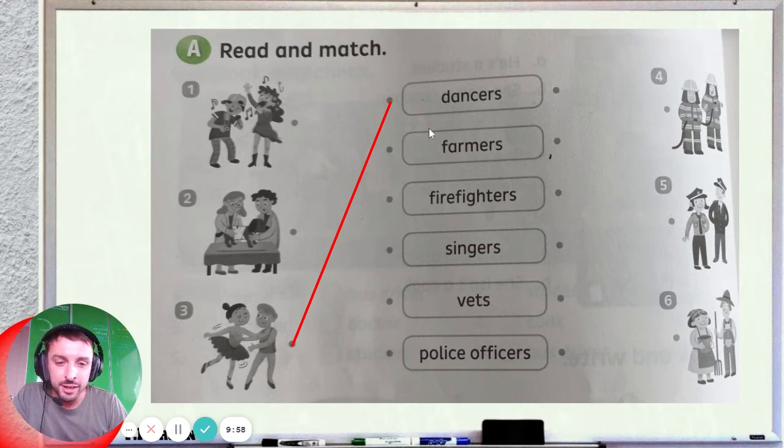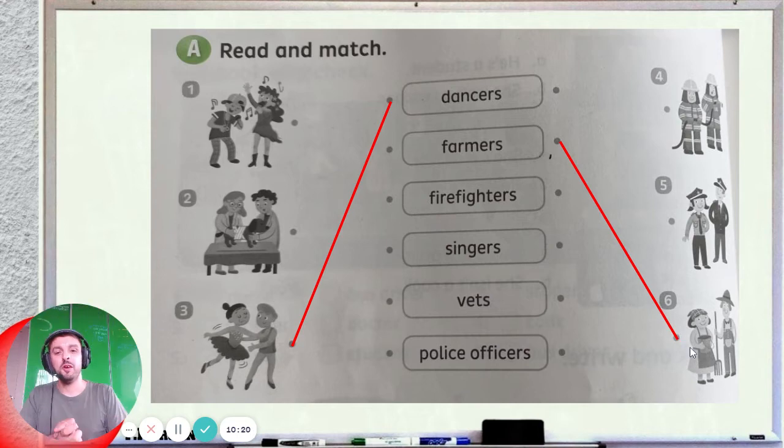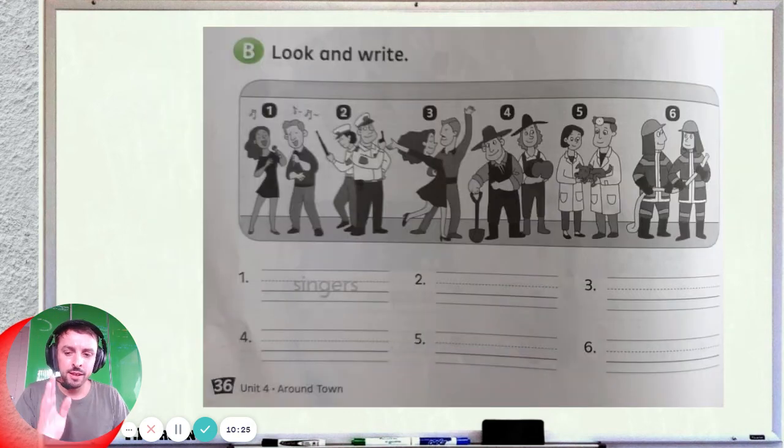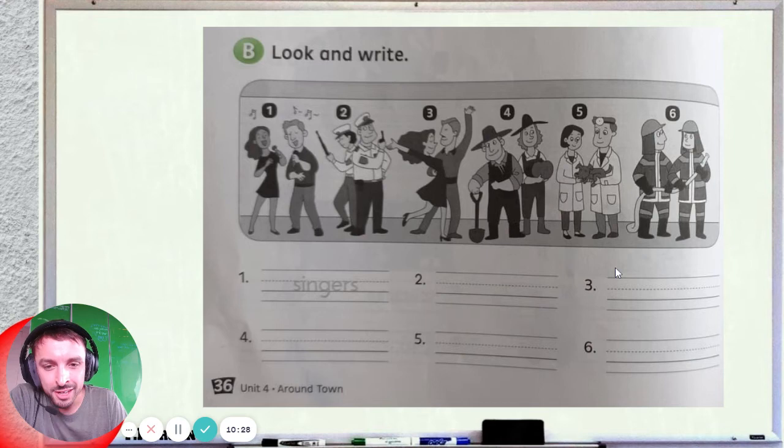Okay, let's look at the next one. We have farmers. Where are the farmers? What number? You can see they are number 6. Here are the farmers. So can you draw a line from farmers to the picture? Easy peasy, guys. Just draw a line from the words to the picture. And that's activity A.